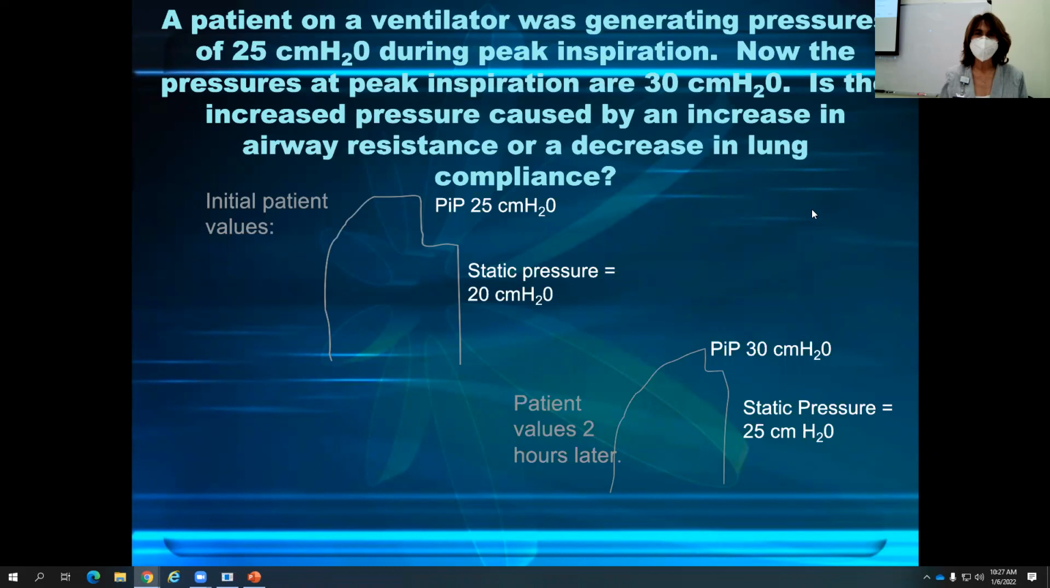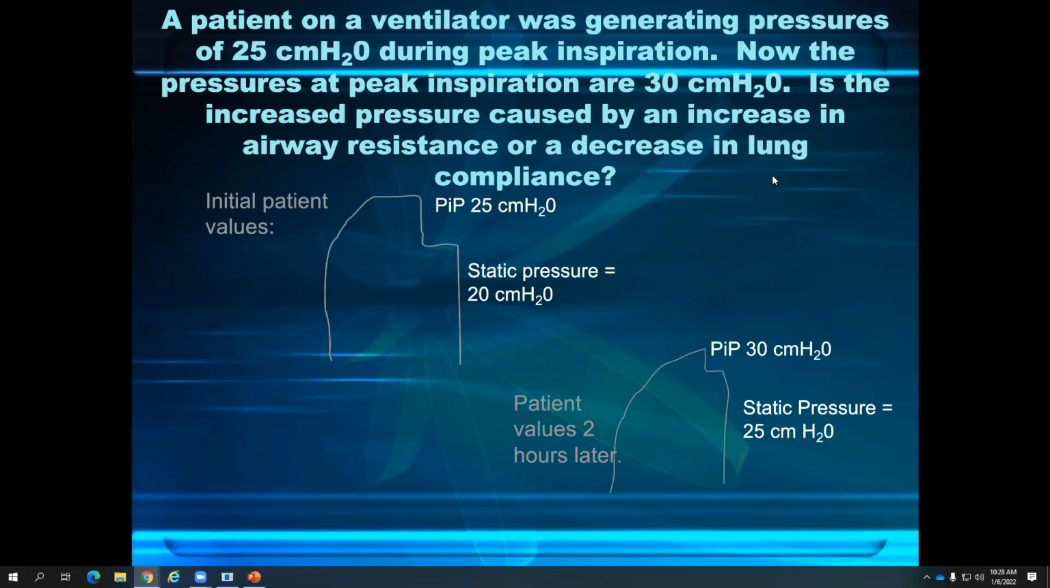So one thing you can do is look at the static pressures, and if they're the same, then you know it's not the alveoli. You know that there's no pulmonary edema or any changes in the alveoli. But look, they're not the same. The static pressure was 20 and now it's 25. So what does that tell you? Airway resistance or decrease in lung compliance? Decrease in lung compliance.